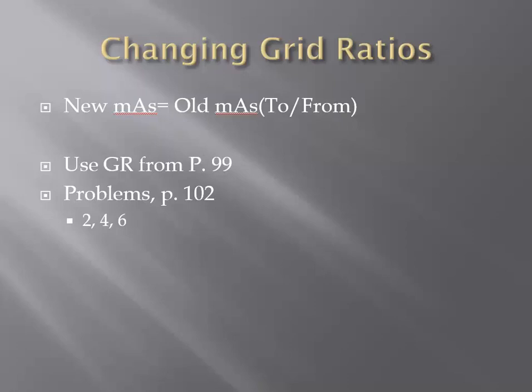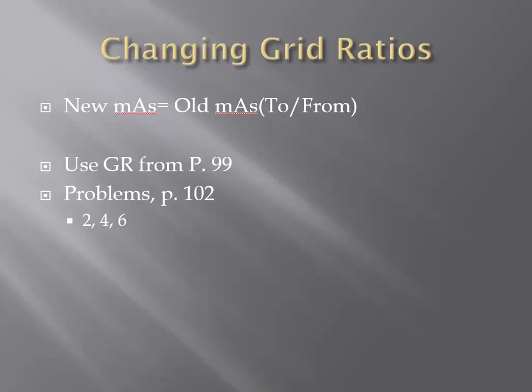There's a couple of different ways that you can perform this. Let's say you have a technique and you're changing from a 5 to 1 grid to an 8 to 1 grid. What you could do is divide your mass by the grid ratio that you're going from, and then multiply times the one you're going to.